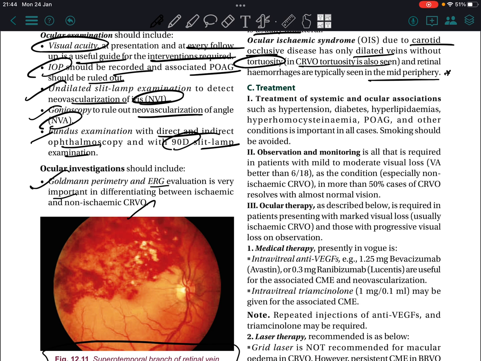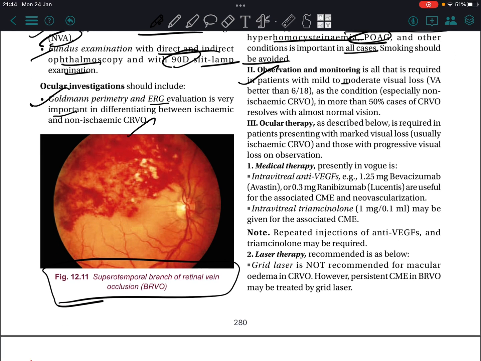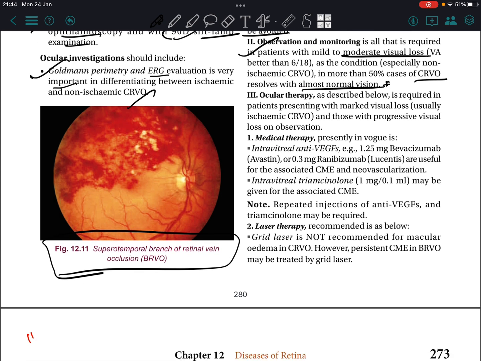Treatment of systemic and ocular conditions such as hypertension, diabetes, hyperlipidemia, hyperhomocysteinemia, POAG, and other conditions is important in all cases. Smoking should be avoided. Observation and monitoring are advised, especially in non-ischemic cases, as in more than 50% of cases CRVO resolves with almost normal vision. Ocular therapy as described below is required by patients presenting with marked visual loss, usually ischemic CRVO, and those with progressive visual loss on observation.